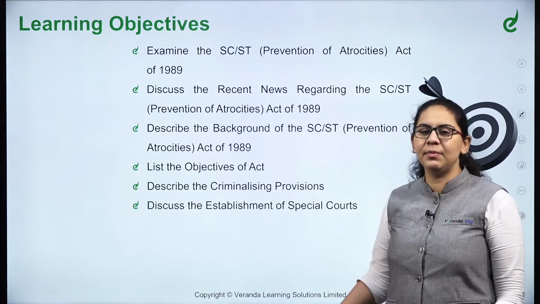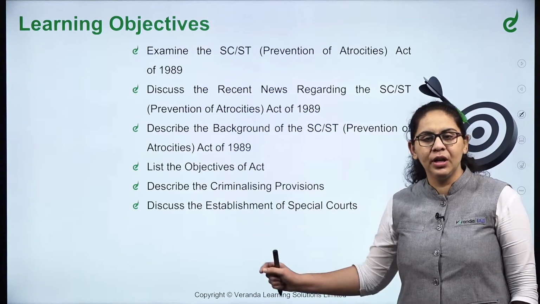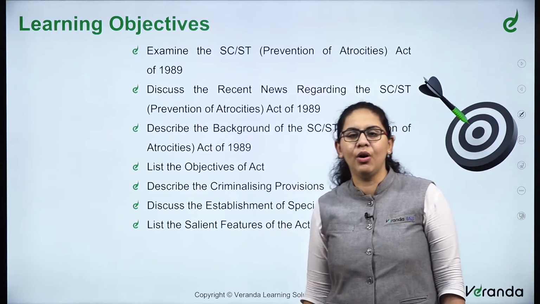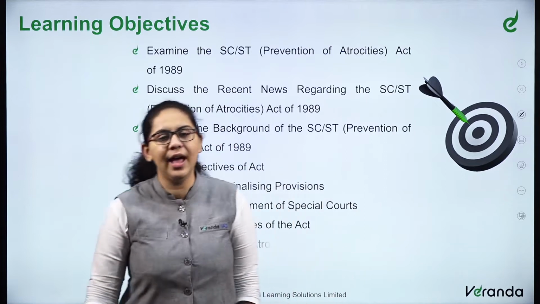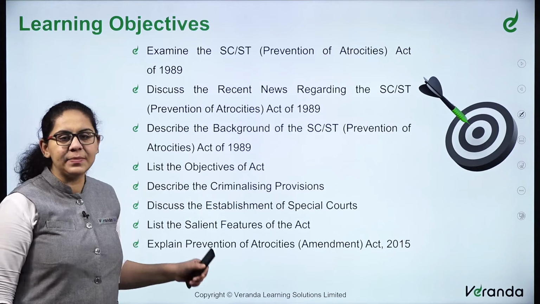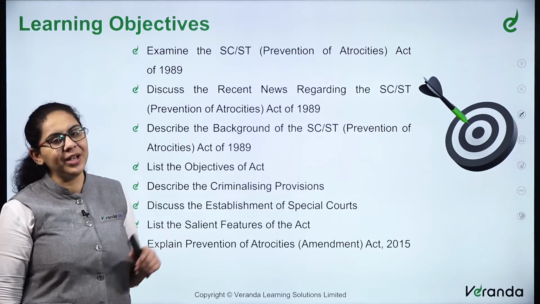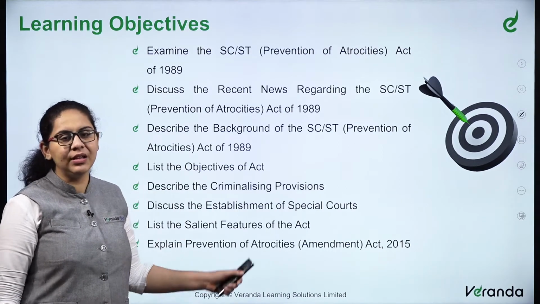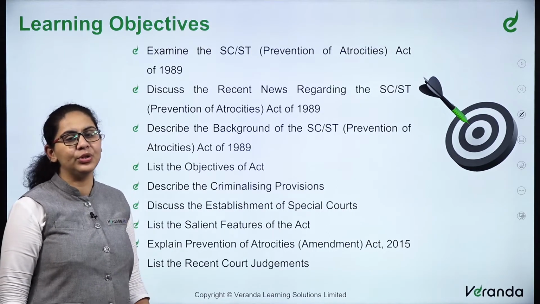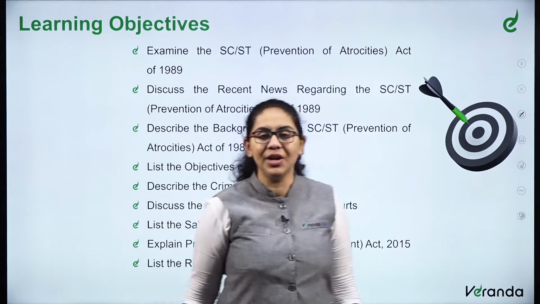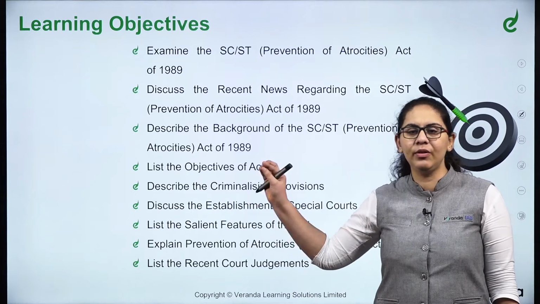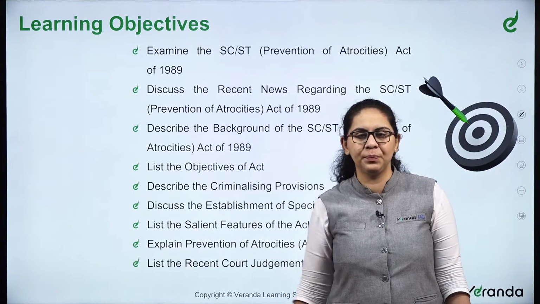Then we'll discuss the establishment of special courts. After that, we will list the salient features of the 1989 Act. This Act went through some amendments, so we'll explain the Prevention of Atrocities Amendment Act of 2015 as well, and the recent developments. Then we'll list some important recent court judgments in this context. One by one, we will discuss all these points in this session today.